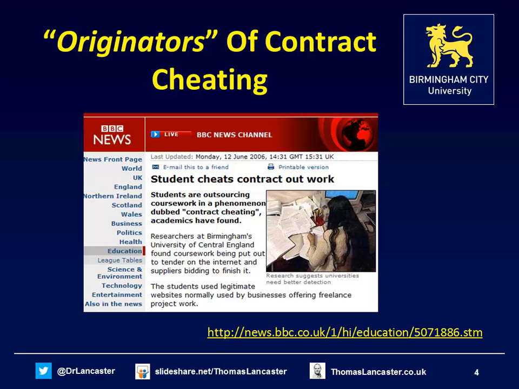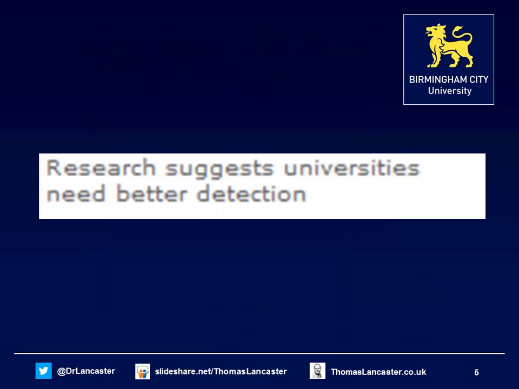And you'll note the comment below the picture there. Research suggests universities need better detection. I'll blow that up for you so you can see it. And that was very much the trend in 2006, that we needed detection, because academics wouldn't necessarily spot their work being placed on these cheating sites, that they wouldn't even know about them.